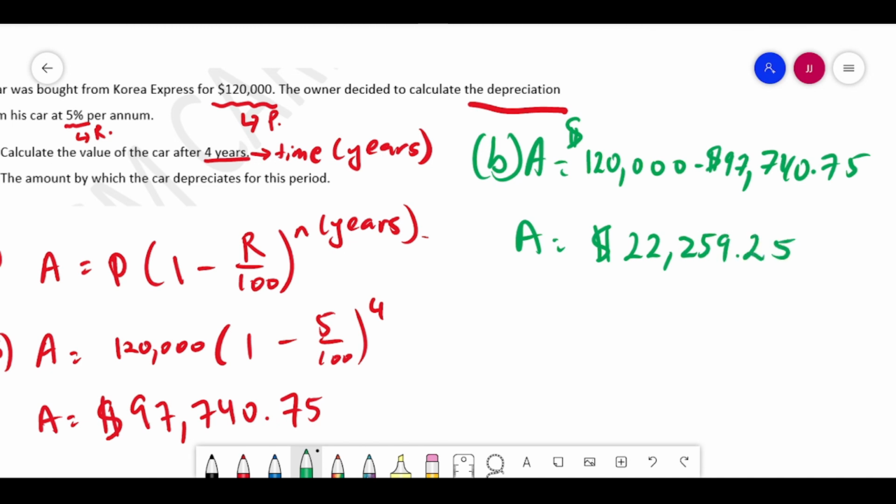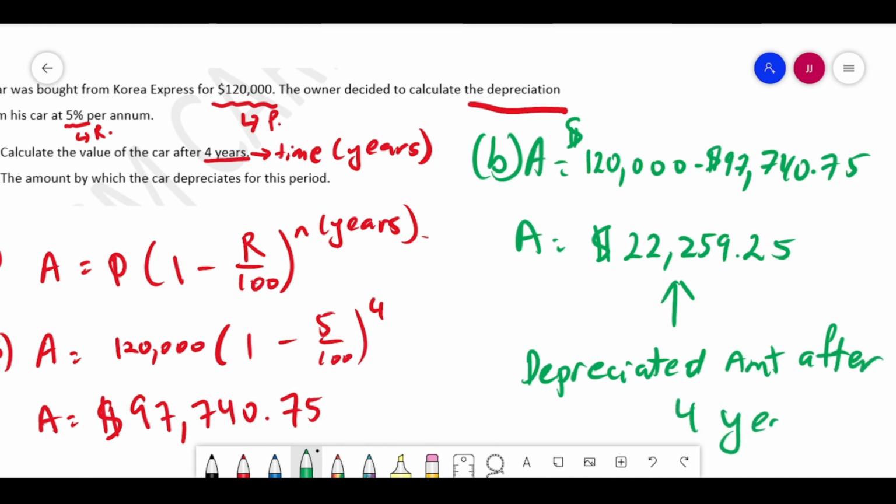$22,259.25. Again, one more time. We use the original value, and we use the depreciated amount to which it is now, which is $97,740.75. And what we do is find the difference. The difference in this case will give us the depreciated amount after 4 years.